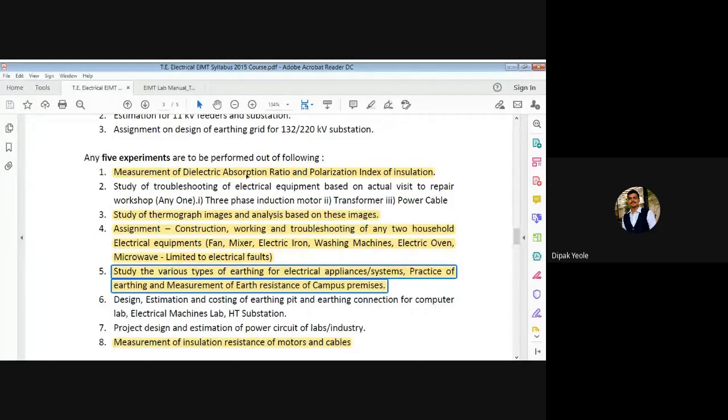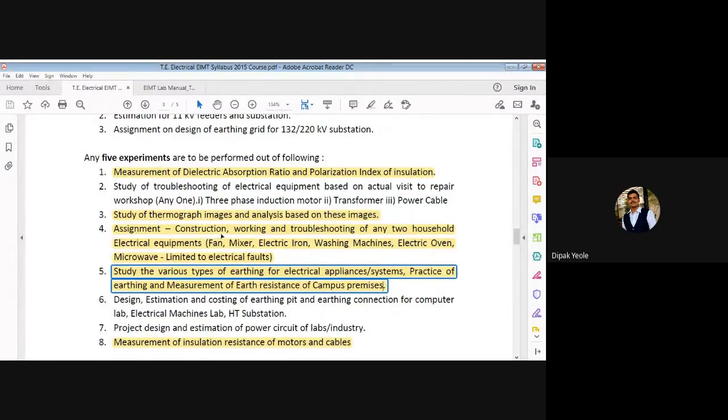No doubt the measurement of dielectric absorption ratio is yet to be finished in your theory lectures, so we are not going to cover this experiment today. These thermograph images we have to see, and we have to make the analysis. So this part is also yet to be done.